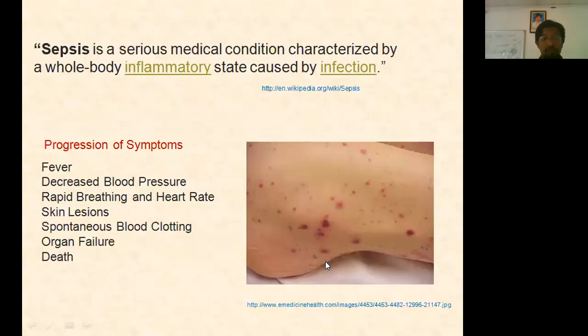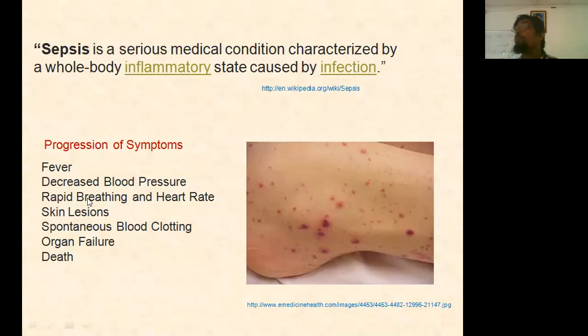So you can see sepsis, right? What is sepsis? You can clearly see there. Sepsis is a serious medical condition characterized by a whole body inflammatory state caused by infection. You can see in the picture what sepsis looks like. So what will be the progressive symptoms of sepsis? There will be a mild fever, decreased blood pressure, rapid breathing and heart rate, and lesions on the skin. You can see the picture there. Then spontaneous blood clotting, organ failure, and in some cases it can also lead to death.